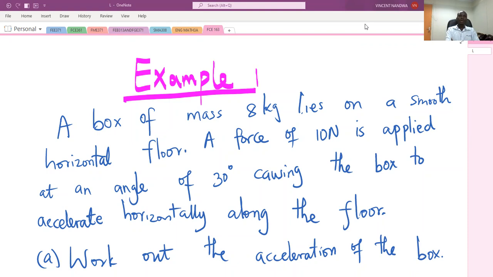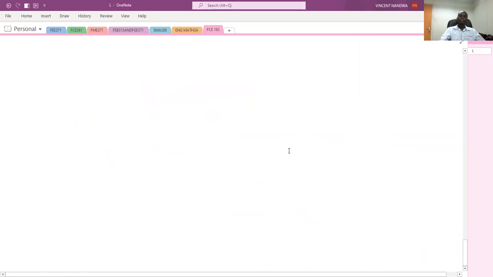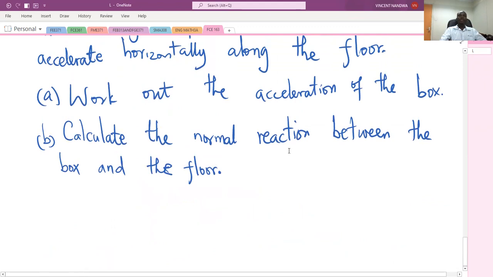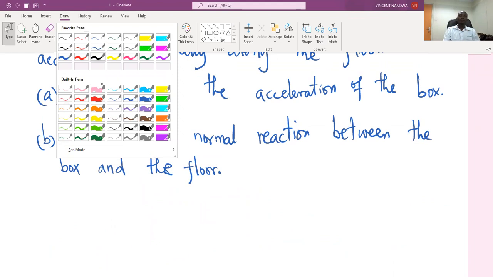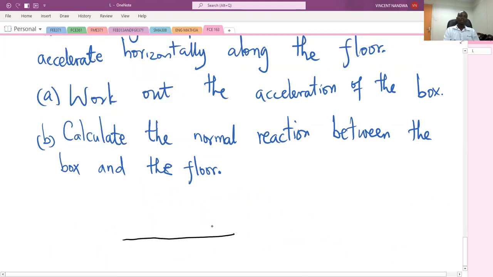The first part is to work out the acceleration of the box. And then the second part is to work out the normal reaction between the box and the floor. If you have such a problem, it is always good to sketch so that you can indicate the forces acting on this object for the solution.